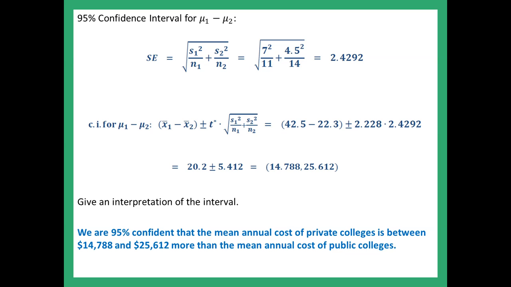The populations differ though. For mu1, the population is all private colleges, and for mu2, the population is all public colleges. Other than that, the only thing that I think requires an explanation is the "more than." It's going to be a "more than" because the entire interval is positive, and the order of subtraction was mu private minus mu public. That's how we get the "more than," since that whole interval is positive.